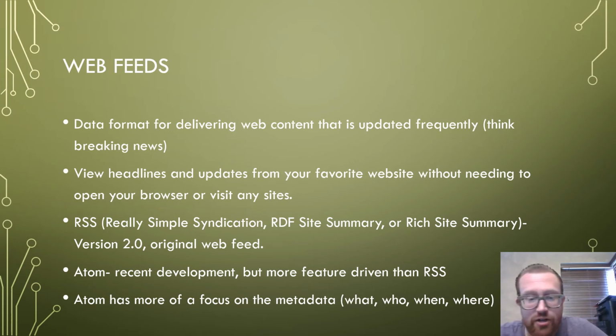Another one, and I hadn't heard about this one until I looked at the text, is called Atom. It's a recent development, but it's more feature driven than RSS. RSS is very simple. It's just you subscribing to the web page, so to speak, and giving you the headlines from the pages, like new posts, new news stories, things of that nature. Atom has more of a focus on the metadata, and that's the what, who, when, where. What was published, who published it, when was it published, where was it published.